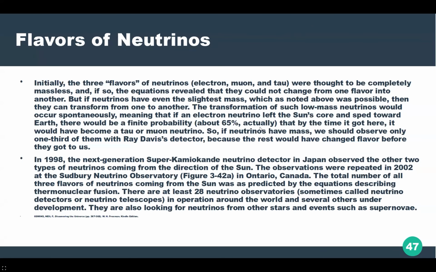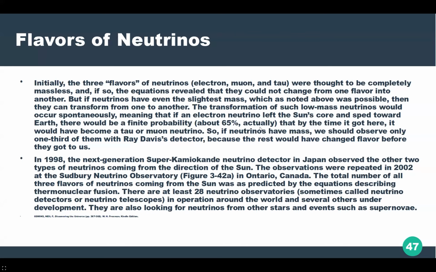Initially, the 3 flavors of neutrinos, electron, muon, and tau, were thought to be completely massless, and if so, the equations revealed that they could not change from one flavor to another. But if neutrinos have even the slightest mass, as noted above was possible, then they can transform from one to another. The transformation of such low-mass neutrinos would occur spontaneously, meaning that if an electron neutrino left the sun's core and sped towards the Earth, there would be a finite probability, about 65% actually, that by the time it got there, it would have become a tau or muon neutrino. So if neutrinos have mass, we should observe only 1/3 of them with Ray Davis's detector, because the rest should have changed flavor before they got there.